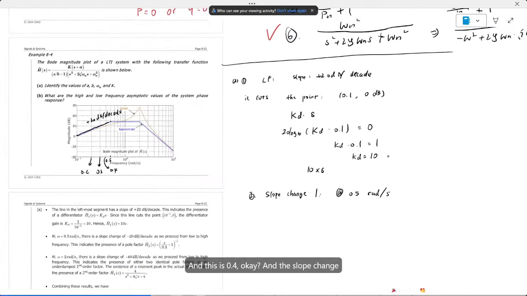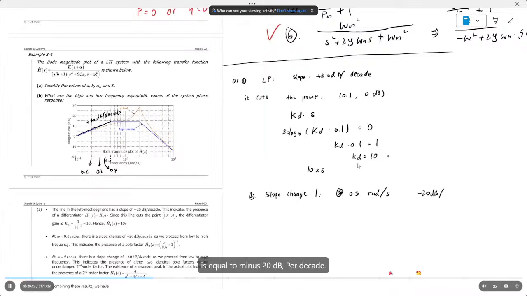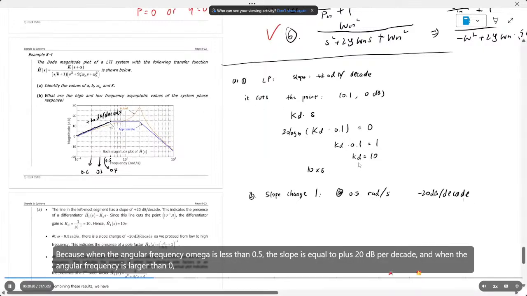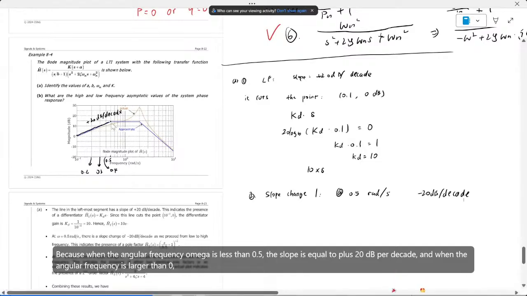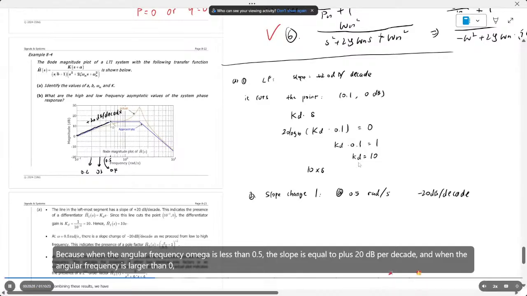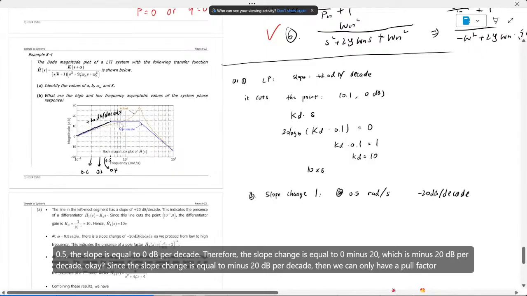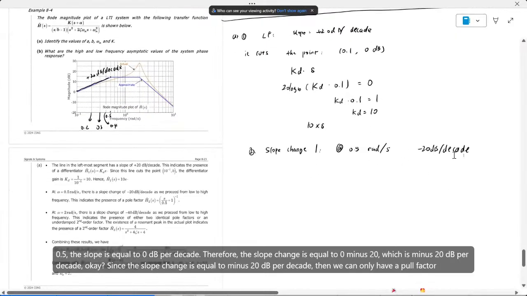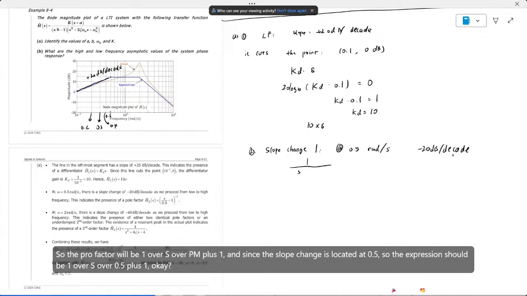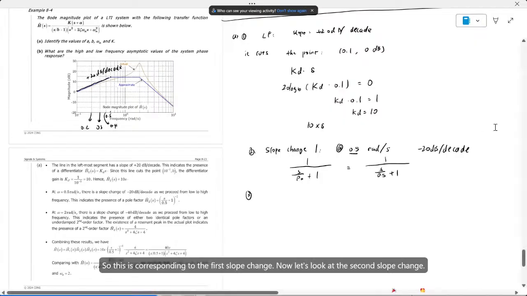Okay, and the slope change is equal to minus 20 dB per decade, because when the angular frequency omega is less than 0.5, the slope is equal to plus 20 dB per decade, and when the angular frequency is larger than 0.5, the slope is equal to 0 dB per decade. Therefore, the slope change is equal to 0 minus 20, which is minus 20 dB per decade. Okay, since the slope change is equal to minus 20 dB per decade, then we can only have a pole factor. So the pole factor will be 1 over (S over omega n plus 1), and since the slope change is located at 0.5, so the expression should be 1 over (S over 0.5 plus 1). Okay, so this is corresponding to the first slope change.